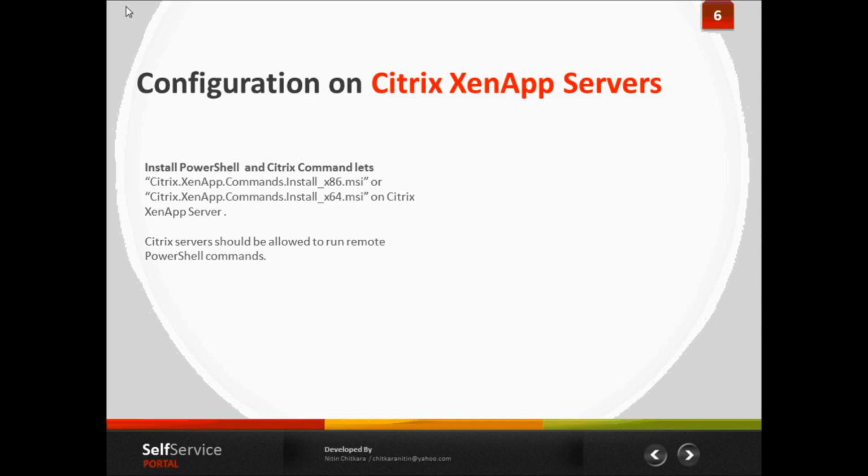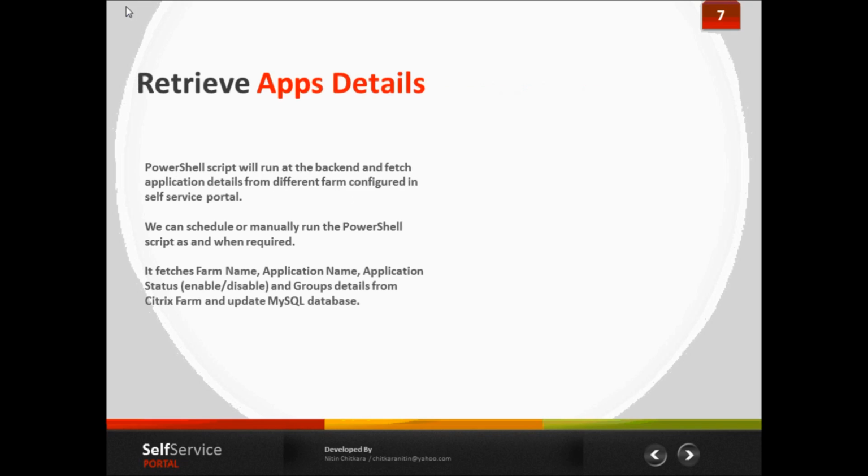In order to communicate with different Citrix farms, PowerShell and Citrix commandlets must be installed on the Citrix servers. And Citrix servers should be allowed to run remote PowerShell commands. A PowerShell script will run at the backend and fetch application details from the different farms configured in Self-Service Portal. We can schedule or manually run the PowerShell script as and when required.